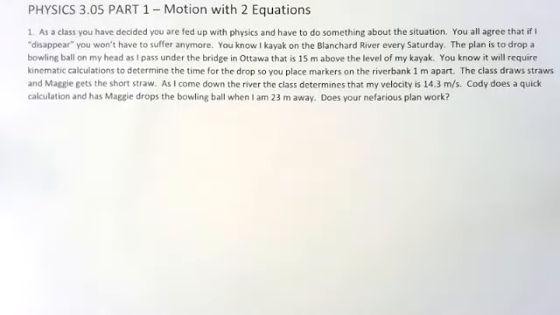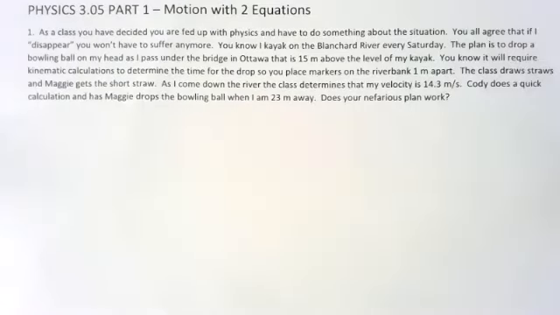Hello and welcome to Physics Lesson 3.05, Part 1, Motion with Two Equations. This does not correlate to the 3.05 homework assignment. 3.05 in the homework assignment is a second part of vector word problems. But what we're working with here is what do we do when we begin to make the shift from working with kinematic problems in one dimension to two dimensions?